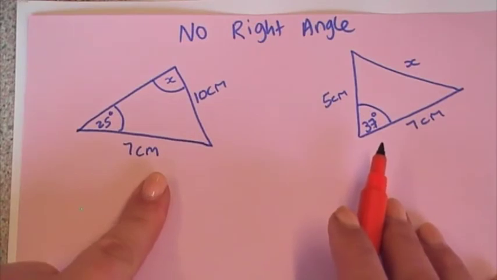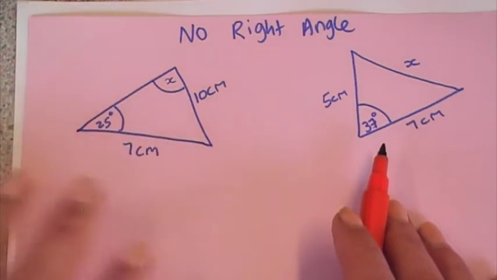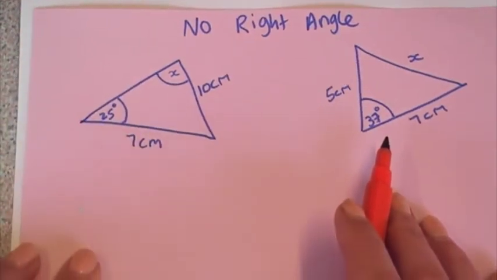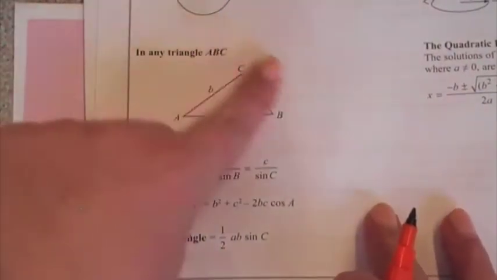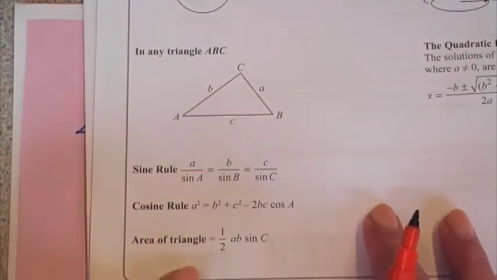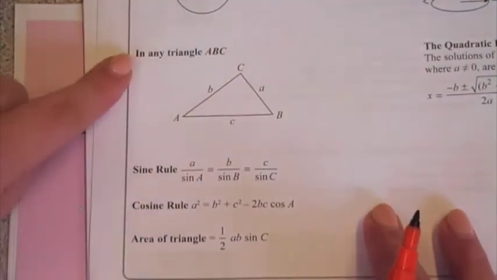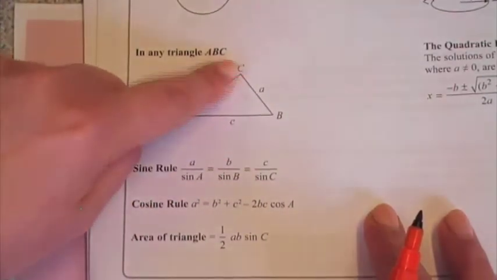They're not isosceles. You can't split them to make right angles, and you're going to need to negotiate what you have in front of you without the use of Pythagoras or SOHCAHTOA. Now, if you do get any kind of a question that involves a triangle that doesn't have a right angle, then there's an entire section of the formula booklet dedicated to this type of question. And that's down here. And it says, in any triangle ABC.